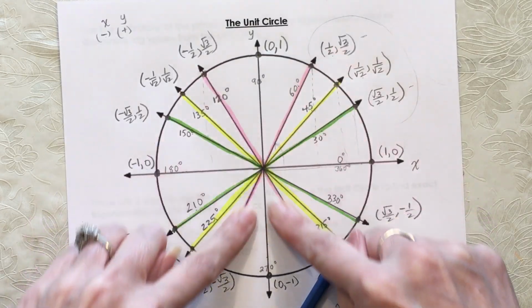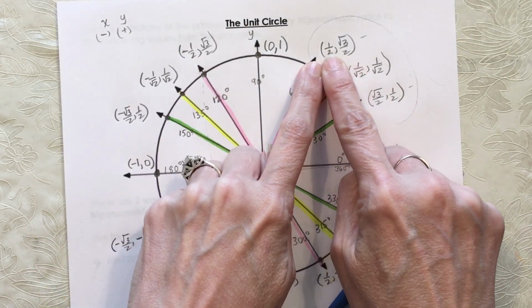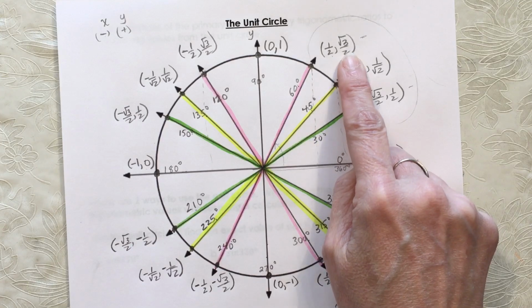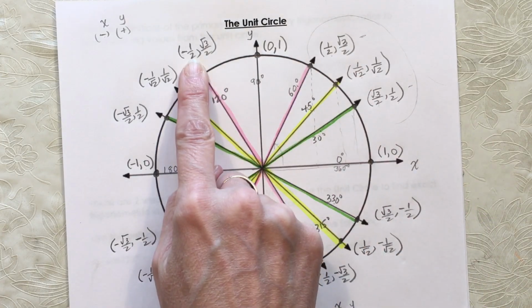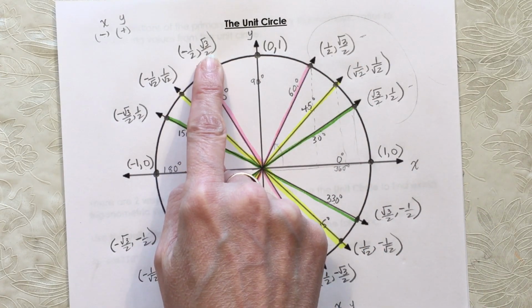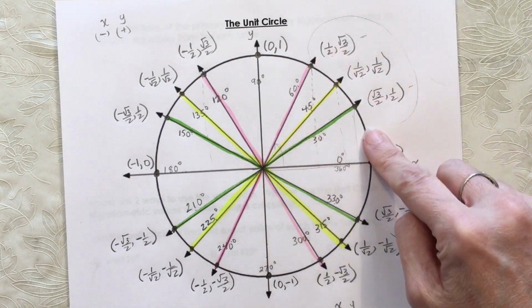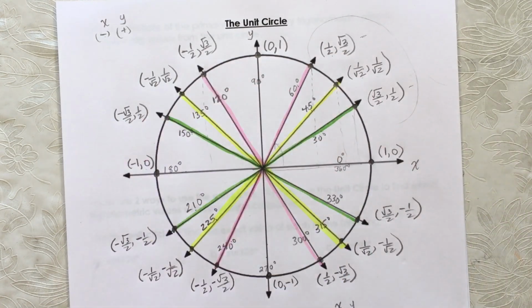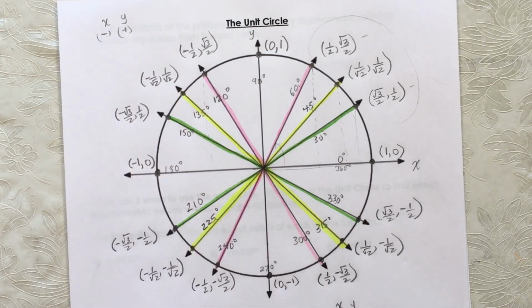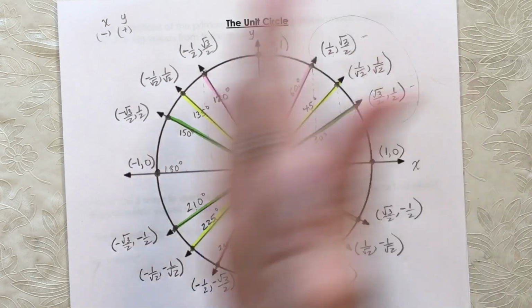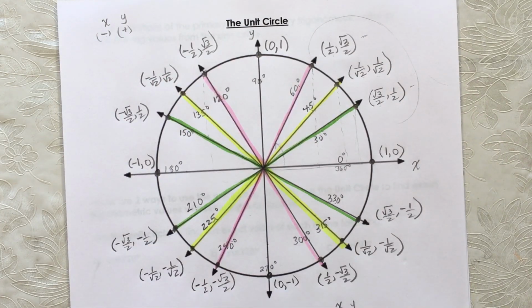But once you have this first quadrant, then they stay the same. So all the pink ones have the same numbers in the same order. So they're all a half, root 3 over 2, but the signs are different. So negative a half, positive root 3 over 2 in the second quadrant. In the third quadrant, negative a half, negative root 3 over 2. And then in the fourth quadrant, positive a half, negative root 3 over 2. So once you've got the first quadrant, you just need to know the sign rules for X and Y in the second, third, and fourth quadrant, and you can get all of the ordered pairs and all of the angles.